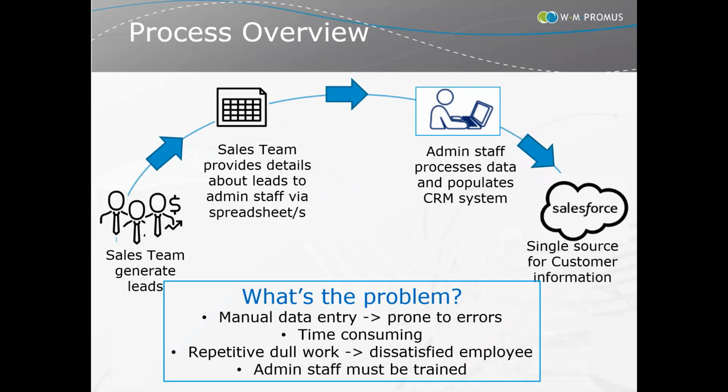Dissatisfied employees tend to leave the organization, and when that happens, the organization will then have to find new admin staff to hire, and train them up so they can do the process as fast as the previous admin staff member could do it.